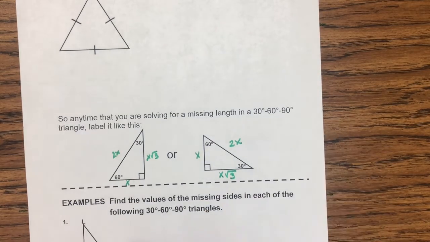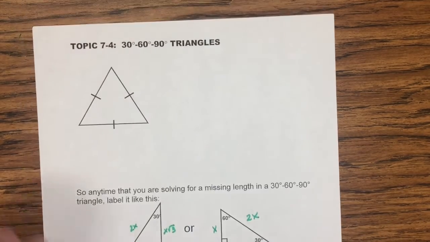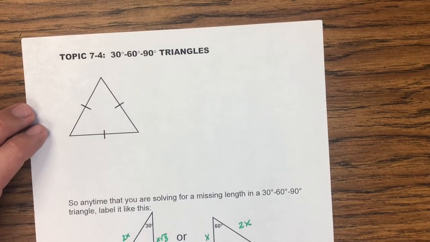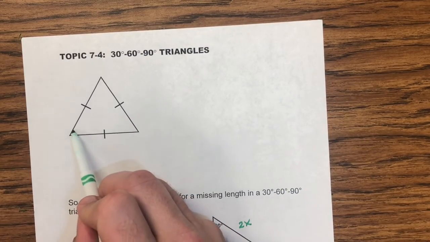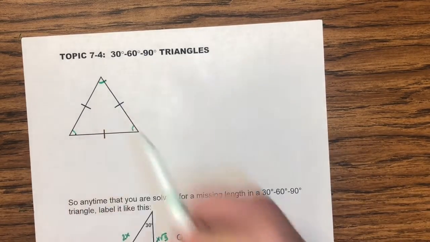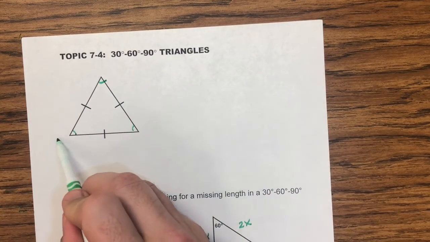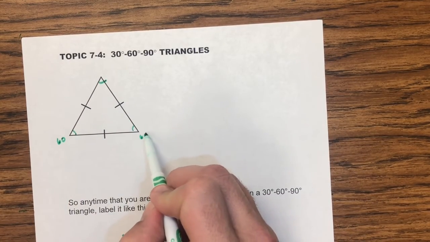Okay, how do we come up with these ratios? We're going to look at this equilateral triangle to show that. Equilateral triangle. We also know that it's equiangular. What do all three of these angles have to be? 60 degrees.